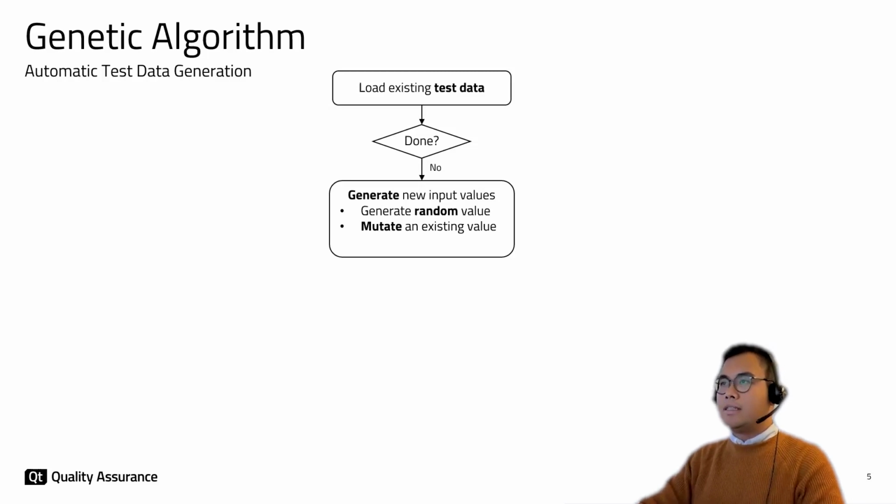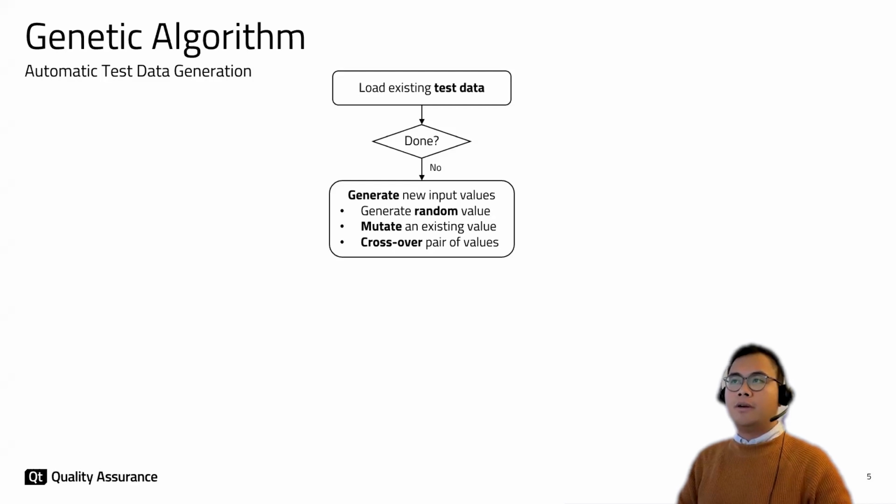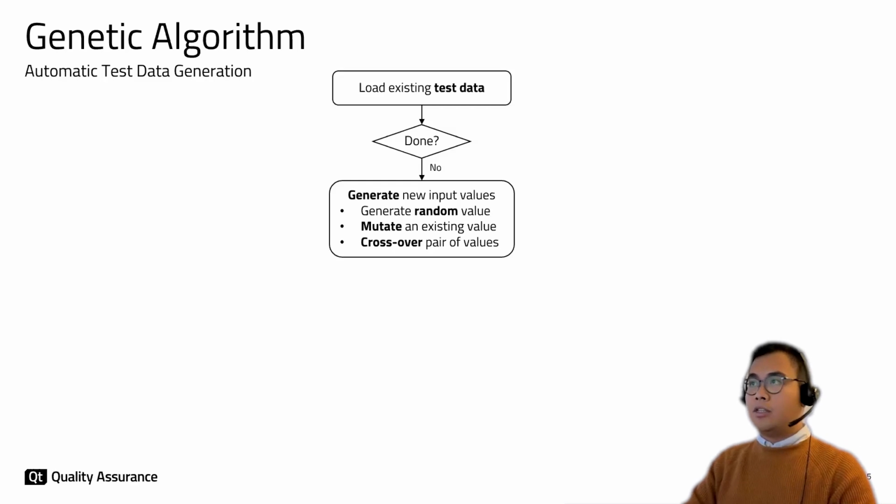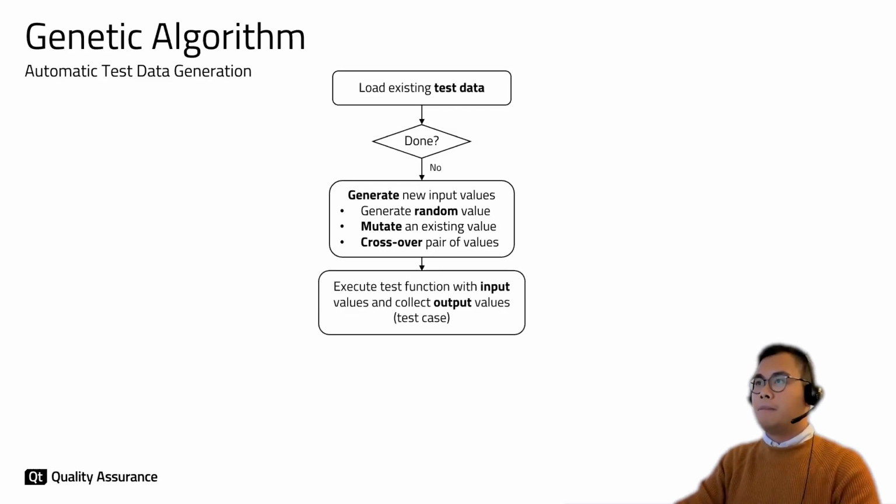that happens in genetics. Or we can also take two values from our existing population and cross over, by taking one part of one item and one part of the other and merging them together. So these are the three ways that we can generate new input values.